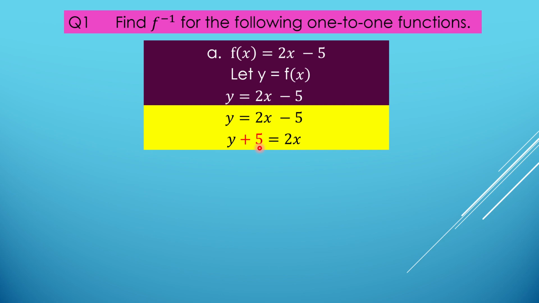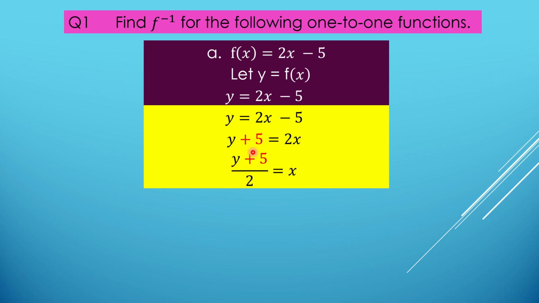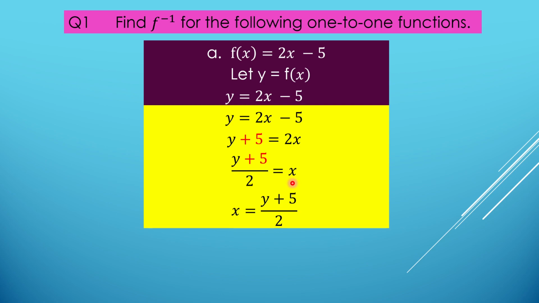The coefficient of x now is 2. So in order to eliminate the 2, you can divide both sides of the equation by 2. Therefore, now you have (y plus 5) over 2 equals, on the right hand side, left only x. So you can flip this equation and it becomes x equals (y plus 5) over 2. So now the subject is x, where x is in terms of y.